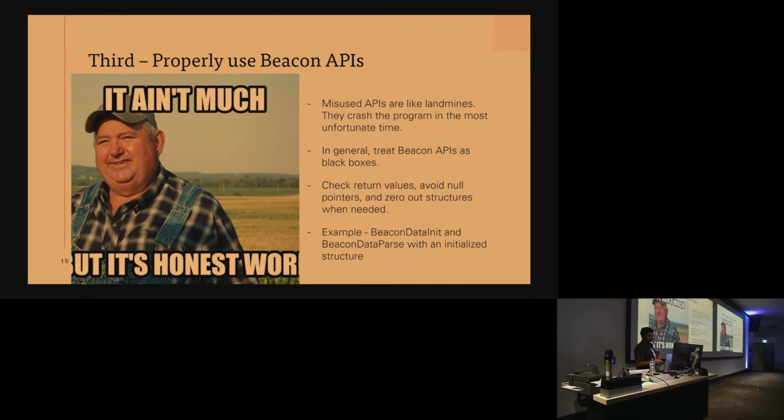Then you have to check the return values, avoid null pointers, and zero out structures whenever needed. An example would be, before initializing a structure for BeaconDataInit or BeaconDataParse, you can just zero out their structures, and then you can just use them with the beacon APIs.